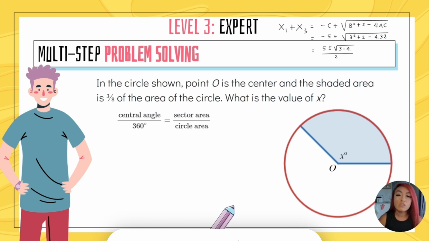So we can use this formula here, and we can put x over 360 equals 3/8, right? They give us that ratio there. It's 3/8. So now, if we multiply both sides by 360, we get x equals 3/8 times 360, which is 135 degrees. So the value of x here, our central angle, is 135 degrees.